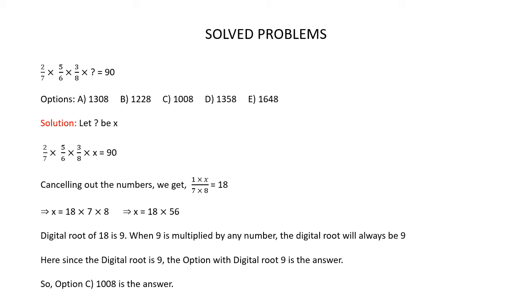Since the digital root is 9, the option with digital root 9 is the answer. So find the digital root of all these numbers in the options. You'll see that option C, 1008, has the digital root as 9. 1 plus 8 is 9. So option C, 1008, is the correct answer.